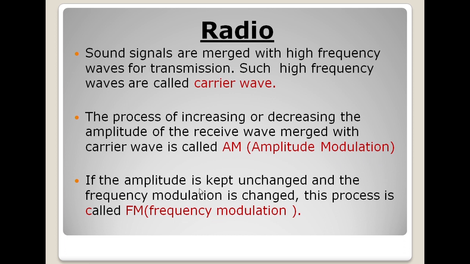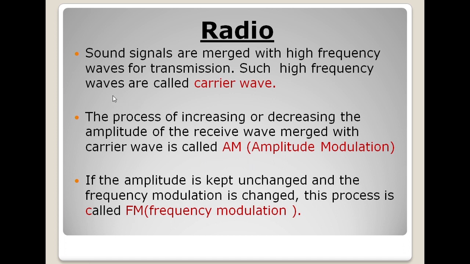If the amplitude is kept unchanged and the frequency is changed, then this process is called FM or frequency modulation. When signals are merged with high frequency carrier wave for transmission, that is known as modulation. If the modulation occurs in amplitude, it is called AM or amplitude modulation. And if the modulation occurs in frequency, then it is called frequency modulation. So we are getting the information about AM and FM.